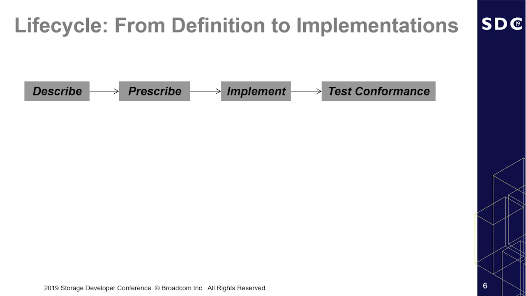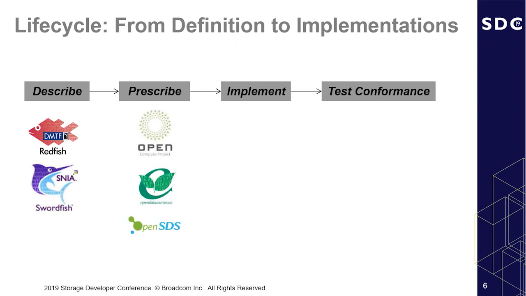Okay, so the other thing that's been happening is the Swordfish ecosystem in general has been expanding. So this slide is one that the Redfish community has been using quite a bit. So there's really kind of 4 phases in the evolution of a standard. There's the describe, which is developing the standard itself. Prescribe, which is how do we want to use that. Implementations, and then test conformance. So these are just some of the partners and who falls into some of these various categories.